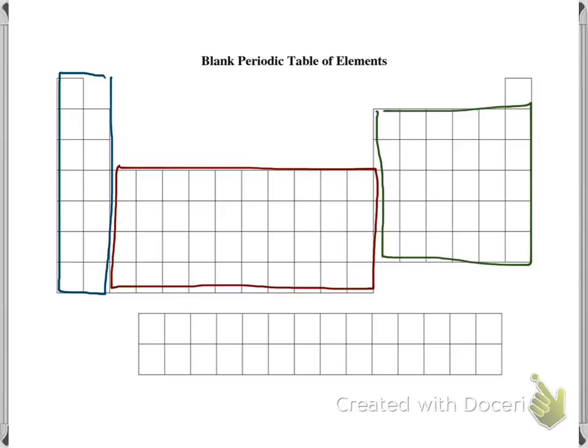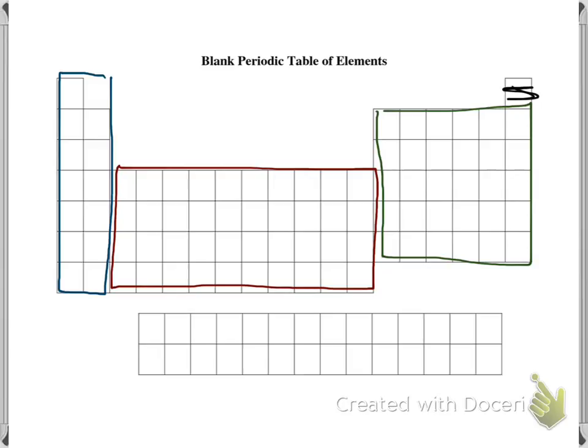So what I have here is a blank periodic table, and if you've noticed, I've already outlined the blocks. In the blue is the S block, in the green is the P block, and in the red is the D block. Remember that I have ignored helium and moved it over into the S block, which is where we know that it fits.